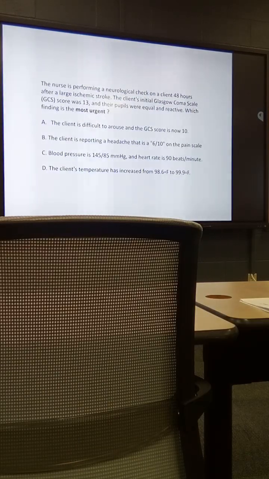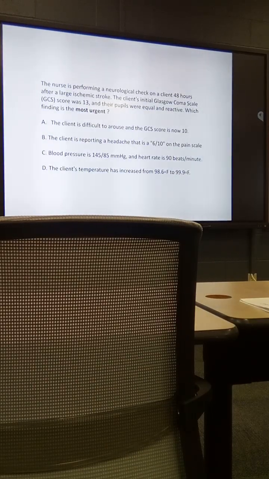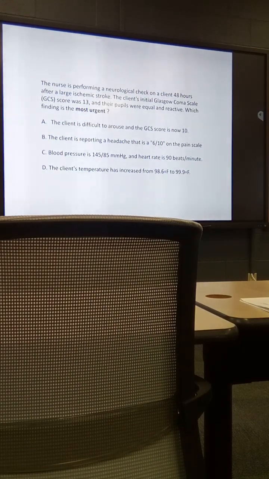All right, I have some more. The nurse is performing neurological checks on a client 48 hours after an ischemic stroke. Glasgow Coma Scale was 13. Pupils were equal and reactive. Which finding is most urgent?